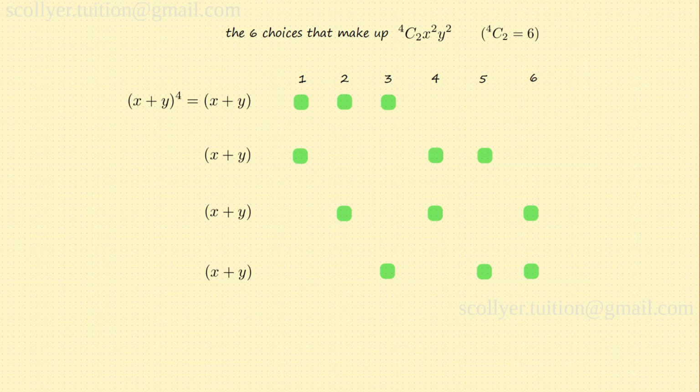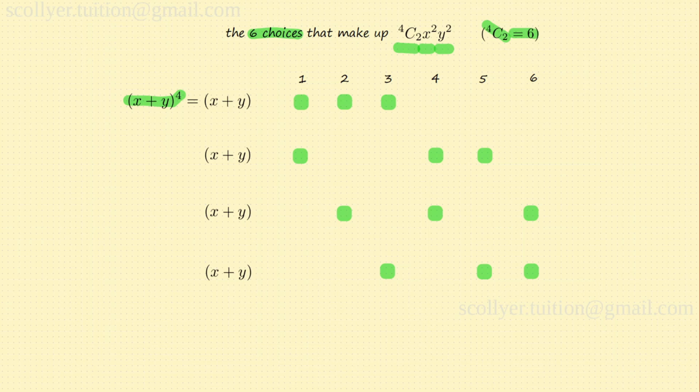Here I'm considering the expansion of x plus y to the 4, and I've shown the 6 choices that make up the term 4c2 x squared y squared, i.e. I'm claiming that 4c2 equals 6.